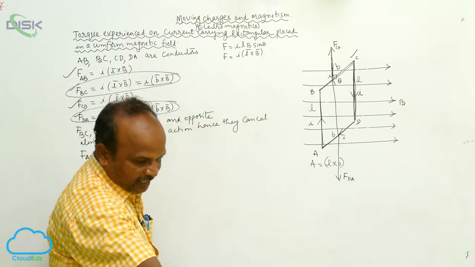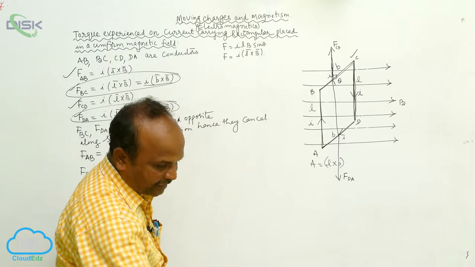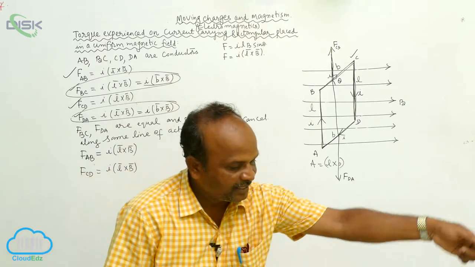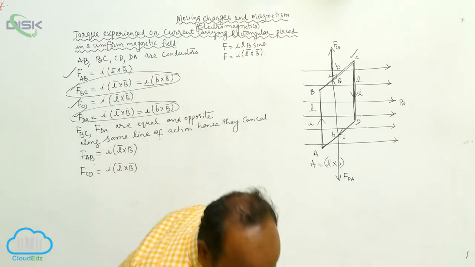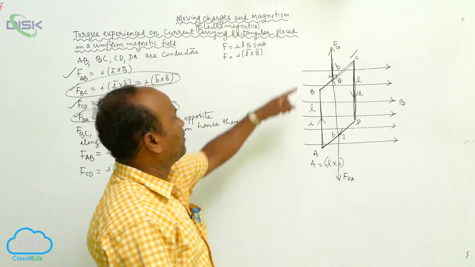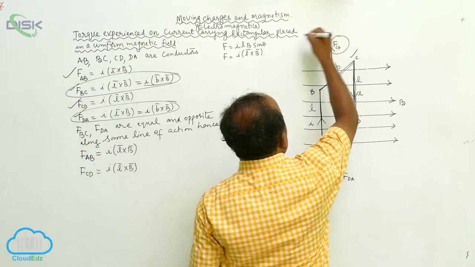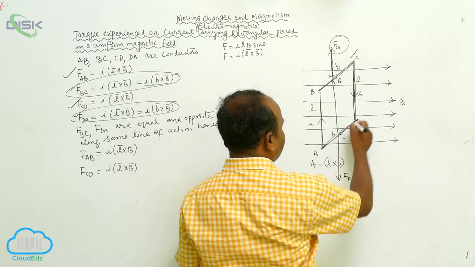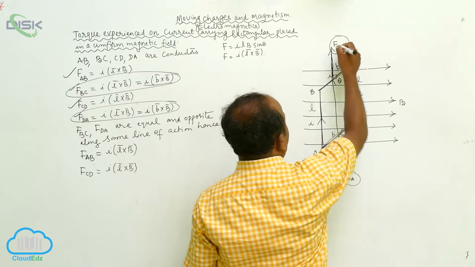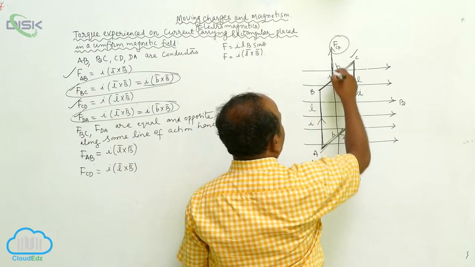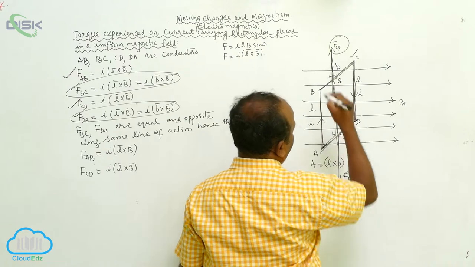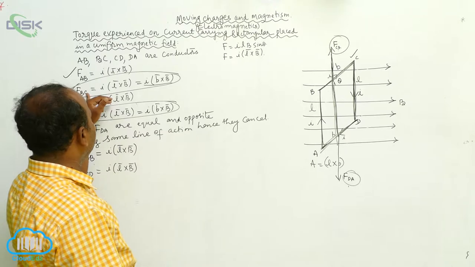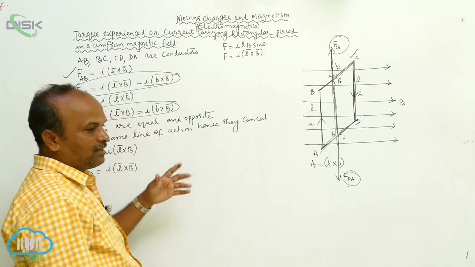Now, what is the bottom of the coil? This is the bottom of the coil, DA. Now, the current is like this. The magnetic field is like this. Then, the force is in the downward direction. Therefore, the force on BC and the force on DA, right? Both are equal and opposite. They are along the same line of action. Thereby, we can say that the force on BC and the force on DA cancel with each other.